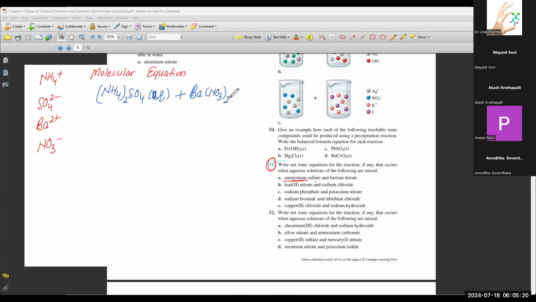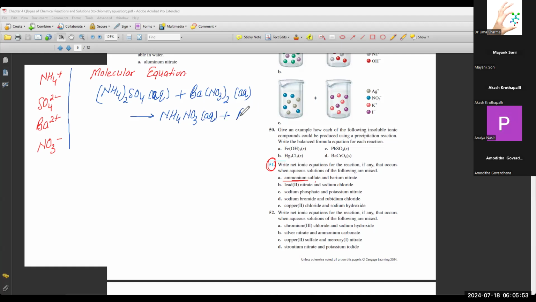BaNO3 twice. Soluble, not soluble? Soluble. Rule number 1. Now you have the charges written here. Interchange them. Do the double displacement reaction. Ammonium nitrate. Yes, the way Ananya is writing it, she is writing aqueous also, means soluble, strong electrolyte.